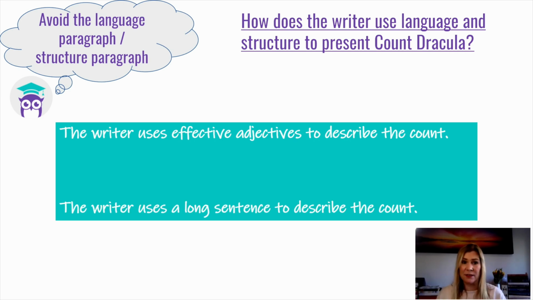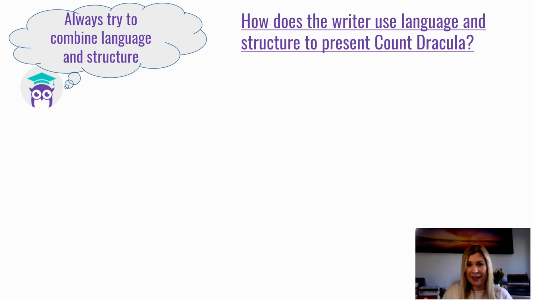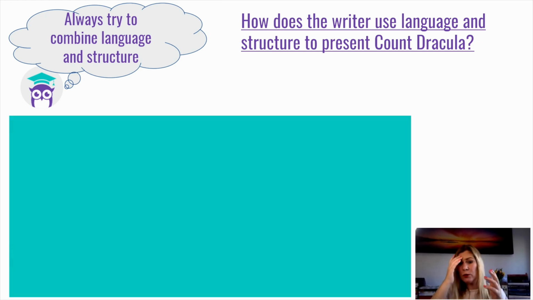Yeah, so imagine this. The writer uses effective adjectives to describe the count. Fine. You're limited, though, to only talking about those adjectives because you've said to your examiner, this is what my paragraph is about. Likewise, here's my second paragraph starter. The writer uses a long sentence. Okay, fine. But don't just talk about the long sentence. Talk about all the things inside it. A good language and structure paragraph should be combined because really, if you're choosing a quotation that you think is really apt in describing your subject, Count Dracula, whoever or whatever it is, there's probably a lot of things going on. So do it all in one go.